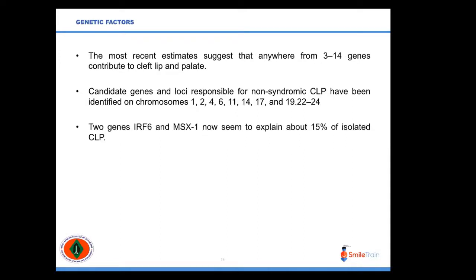But the most recent estimate suggests that anywhere from 3 to 14 genes contribute to cleft lip and palate. Candidate genes and loci for non-syndromic cleft lip and palate have been identified on chromosomes 1, 2, 4, 6, 11, 14, 17, 19, and 22 to 24. Two genes, interferon regulatory factor 6 and the muscle segment homeobox MSX1, now seem to explain about 15% of isolated cleft lip and palate.